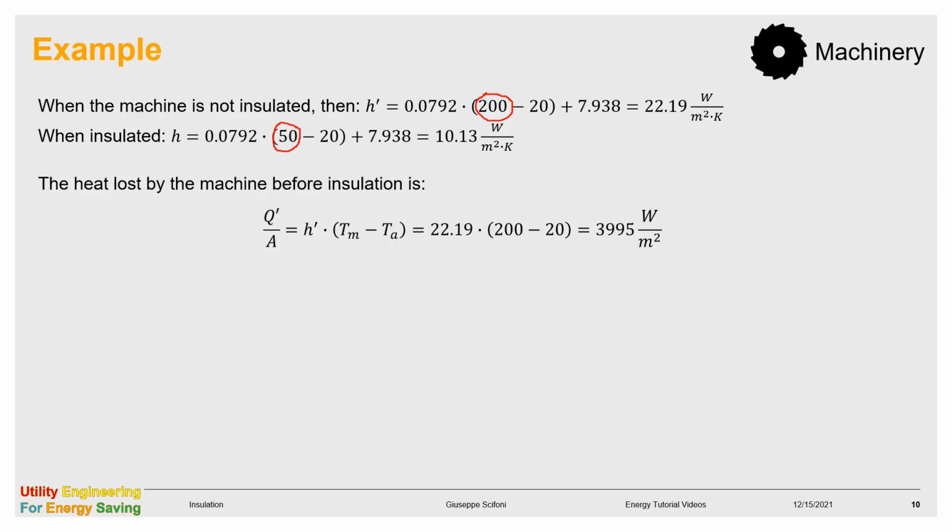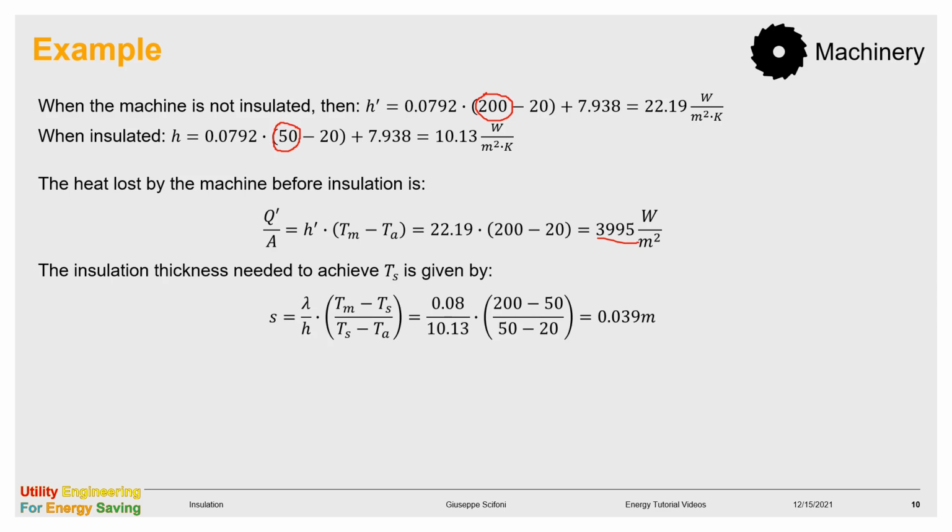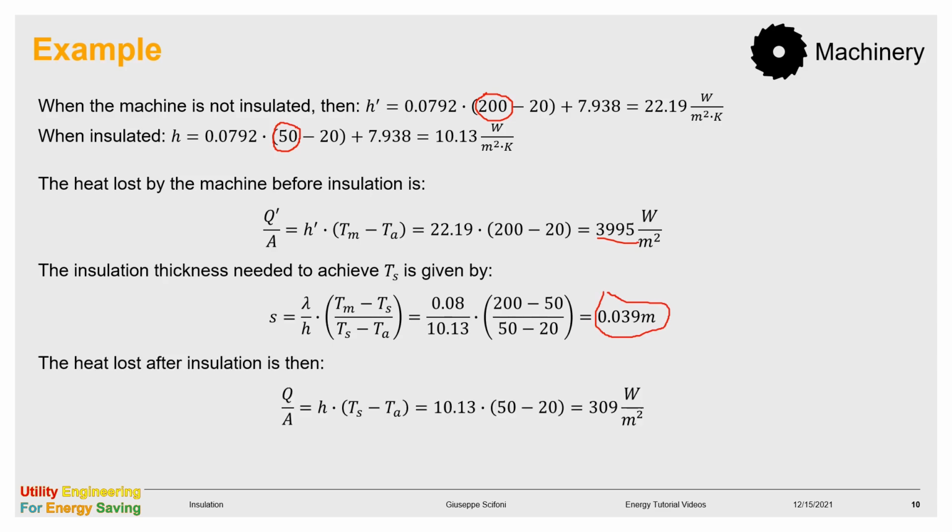The heat lost by the machine before insulation is therefore easy to calculate and we get nearly 4000 watt per square meter. The insulation thickness needed to achieve Ts of 50 degrees is given by this formula and says 40 millimeters. The heat lost after the insulation is given by the same formula above, but with the corresponding values for the h and for the outer temperature, and therefore we get 309 watt per square meter. That is definitely 92% less.